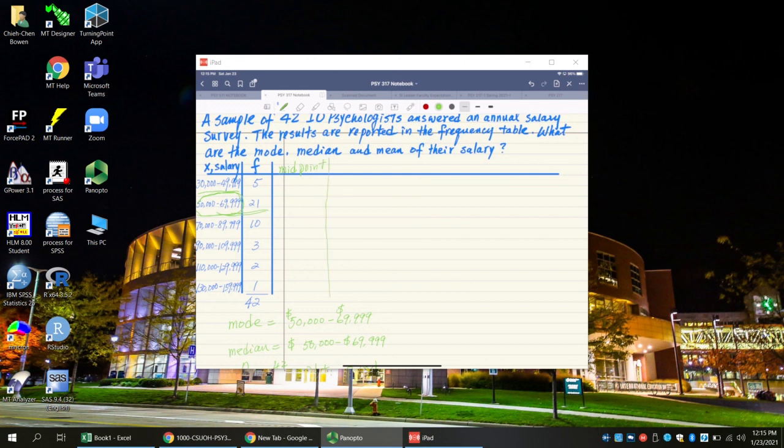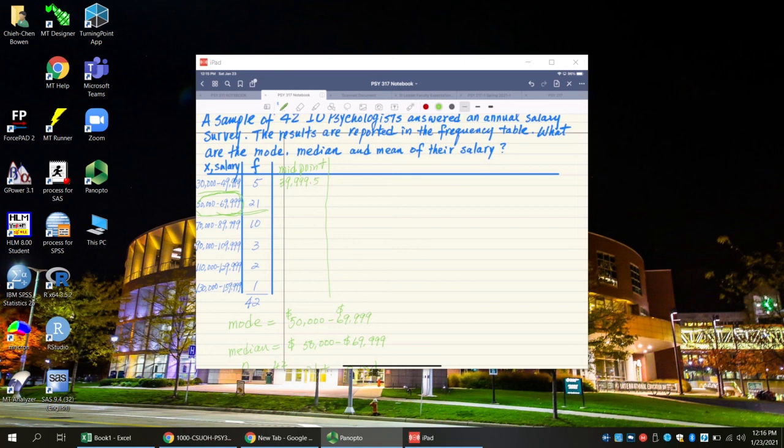So what we need to do here is, 30,000 is the low end value. 30,000 plus 49,999, divided by 2. That's how we find the midpoint. And the midpoint is 39,999.5. Okay.